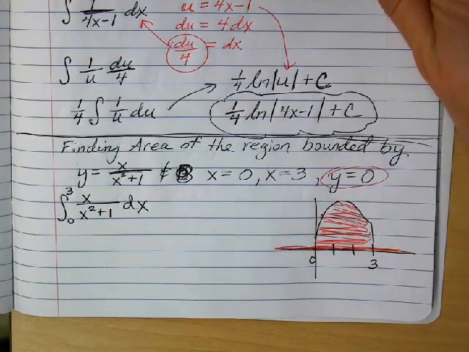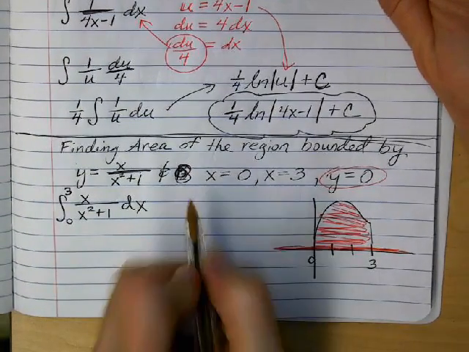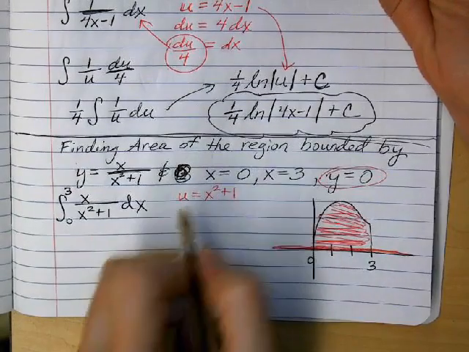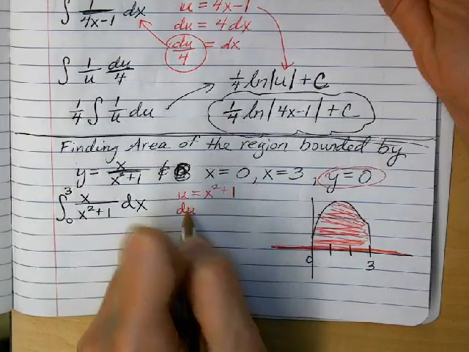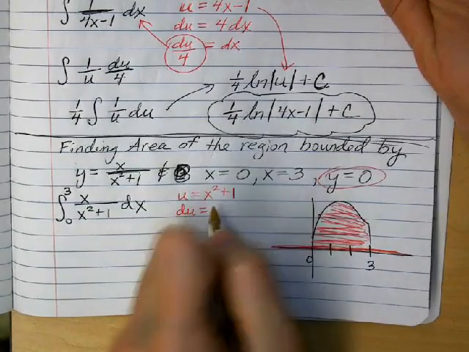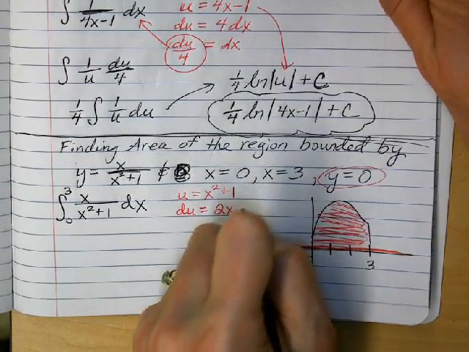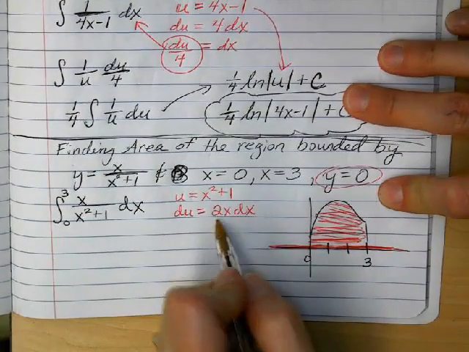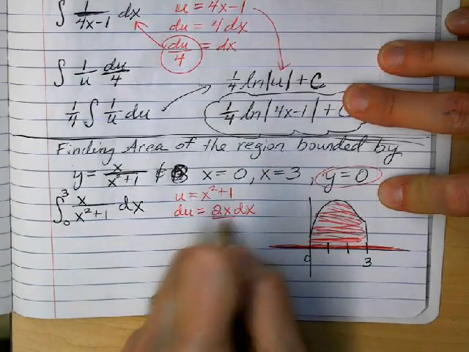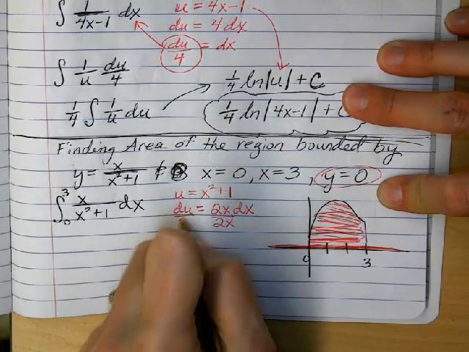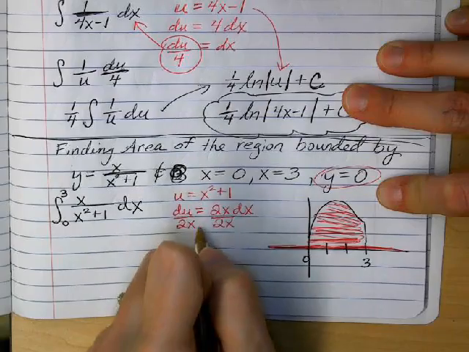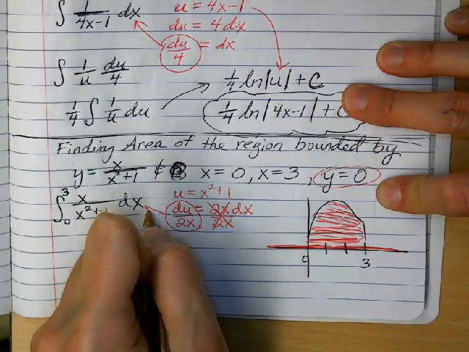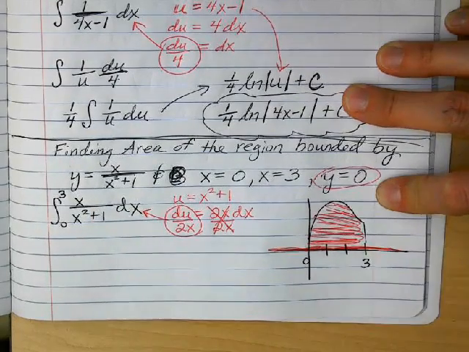What's u? x squared plus 1. What is the derivative of u? 2x. So I wrote du equals 2x dx. Solve for dx, so divide by 2x. So du over 2x goes in here. Now rewrite your problem.